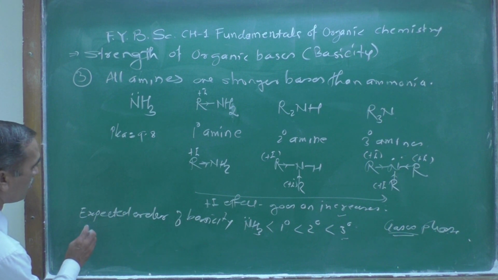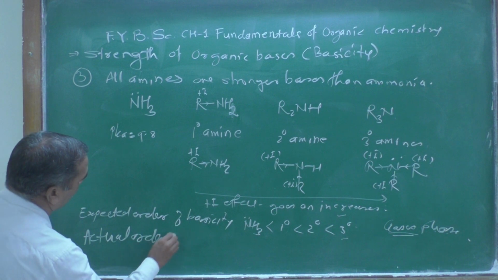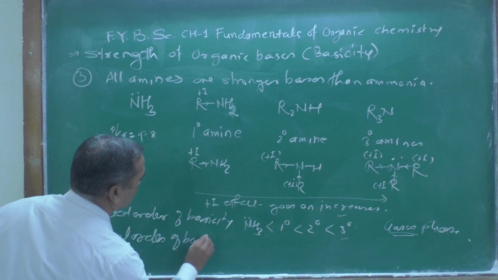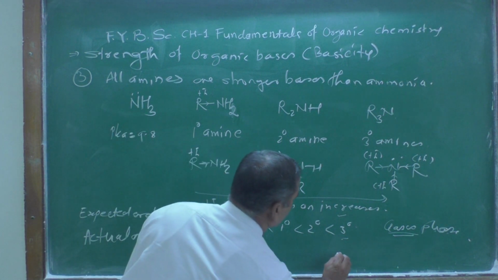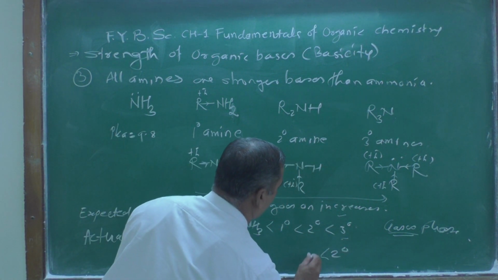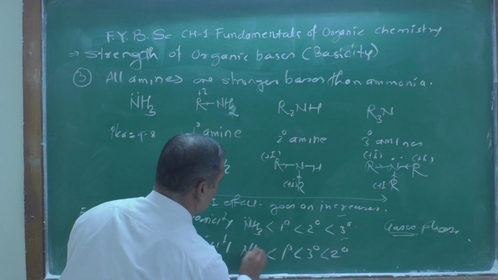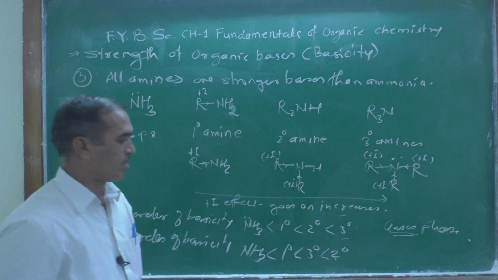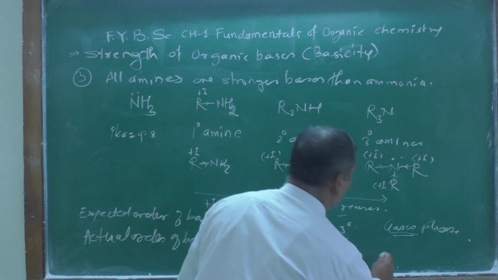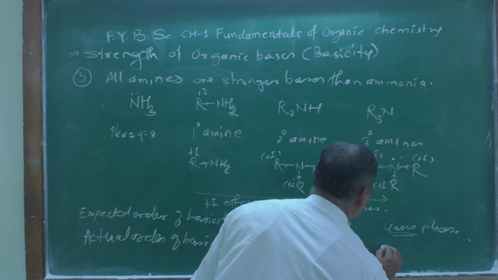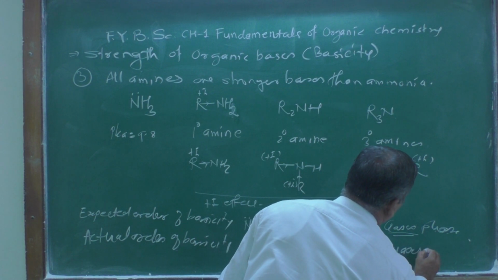But the actual order of basicity in the aqueous phase is found to be: secondary amine is stronger than tertiary, than primary, than ammonia, NH3. Here the secondary amine is found to be the strongest one in the aqueous phase.